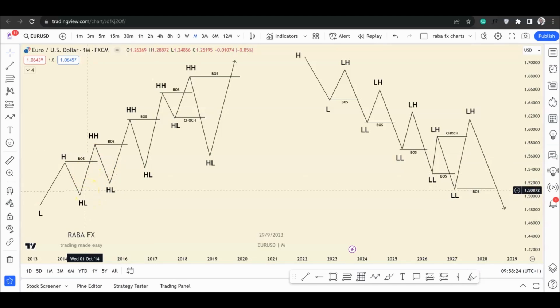In this video, I'm not going to show you which of these points of interest is high probability. Instead, I want to show you how to read structure. So a pullback into any of these points of interest here will continue the trend. Give us a break, a body close above. A pullback into the point of interest will continue the trend.